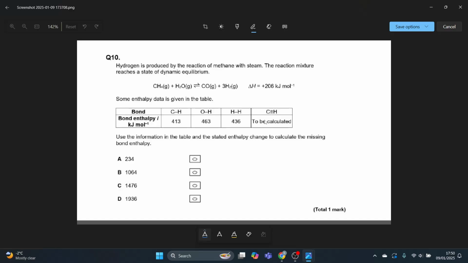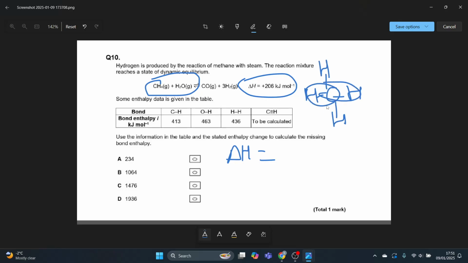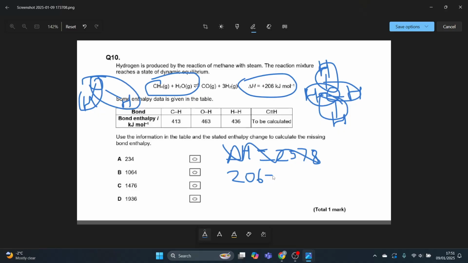Okay, so we know delta H in this case, given bond enthalpies. Energy required to break bonds: CH4, if we draw out CH4, we've got 4 CH bonds, so that's going to be pretty easy. Water has 2 OH bonds. So let's just work that out. 413 times by 4 plus 463 times by 2 OH bonds. 2578.